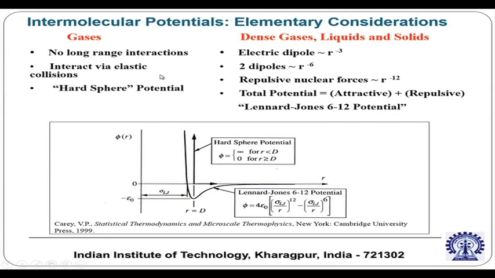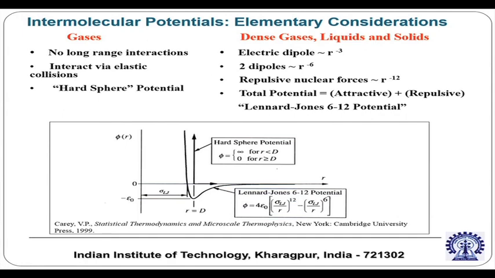For gases you have no long range interactions and they interact via elastic collisions. So the hard sphere potential is not a bad choice, mainly for non-dense systems. For dense gases, liquids and solids, you have electric dipole interaction which scales with r to the power minus 3, and if you have 2 dipoles that will scale with r to the power minus 6. So the attractive component will depend on that, and you have repulsive nuclear forces which you may scale with r to the power minus 12.